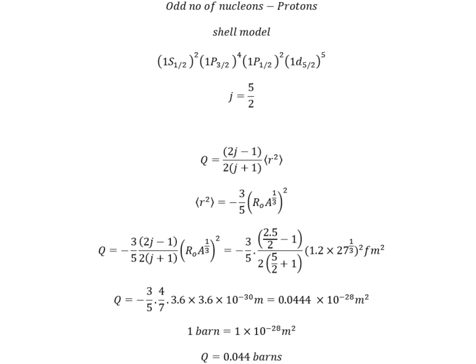So substituting these values, we will get Q equal to minus 3 by 5 into 4 by 7 into 3.6 into 3.6 into 10 raised to minus 30 meter square. Now we should note that 1 barn is equal to 1 into 10 raised to minus 28 meter square. So you will get Q is equal to 0.044 barns. Hence the answer.